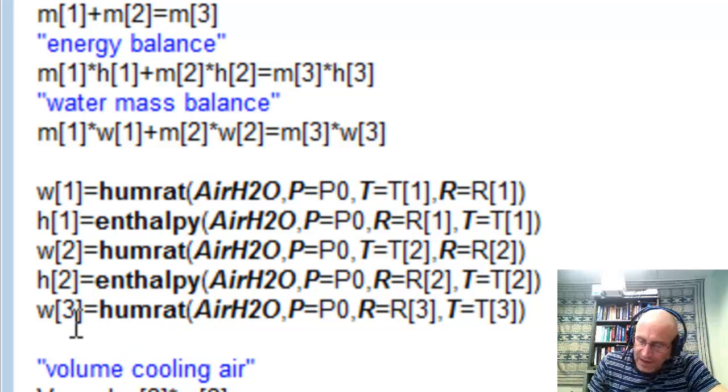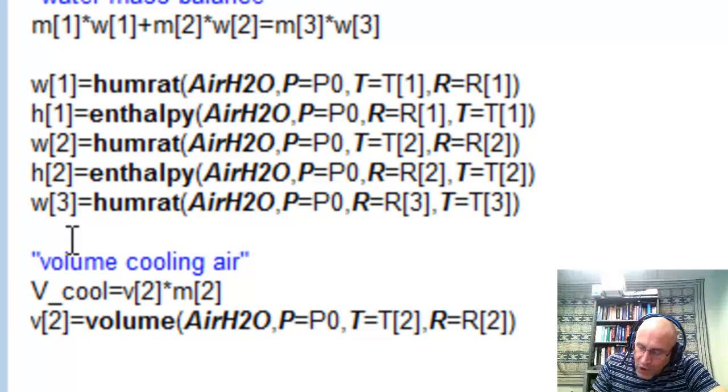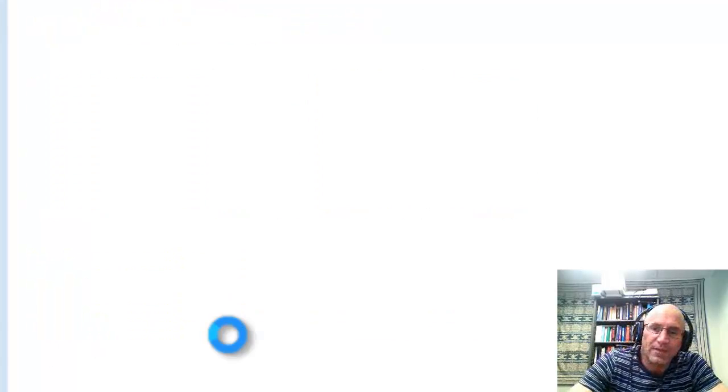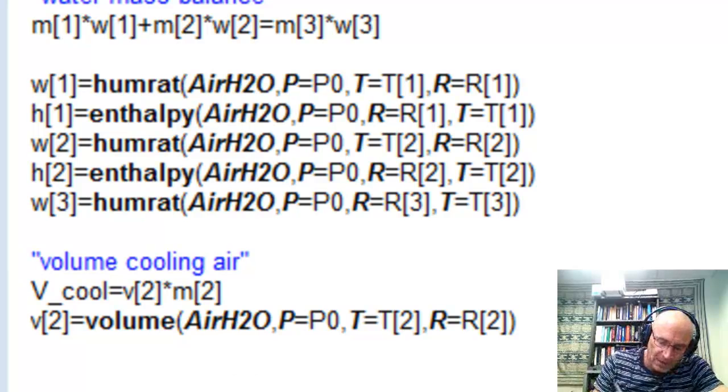And so I could find volumes and anything else that I needed on here. I didn't need anything else. And then the final part was to find the volume of the cooling air. So that was going to be whatever my volume is of stream 2, which I can find. V2 is just using the volume function because I've already found all my cooling air conditions there, and that's going to tell me what the volume of the cooling air needs to be. So assuming I have all that right, I should be able to go ahead and solve this.